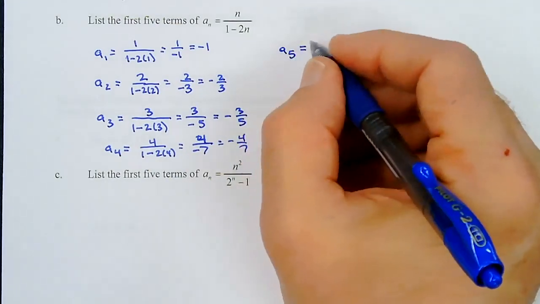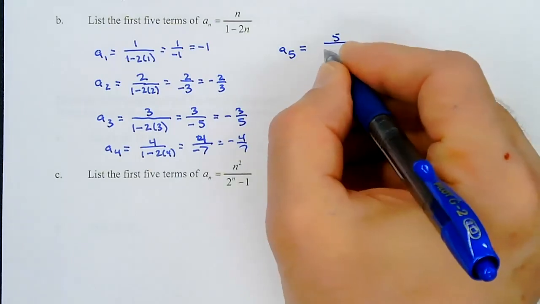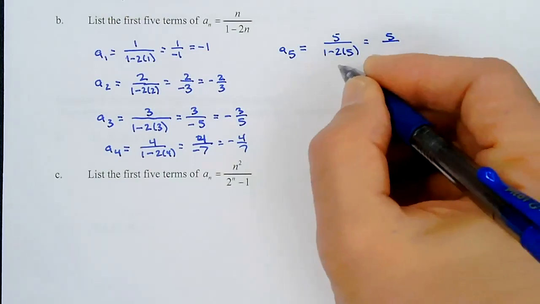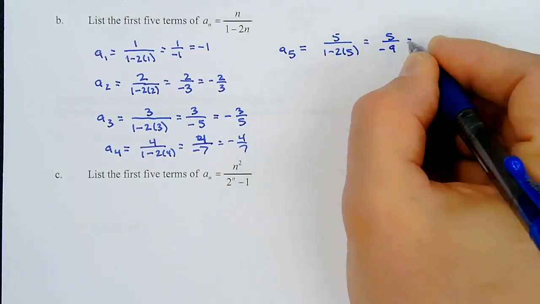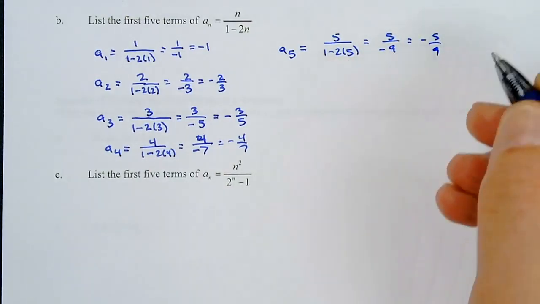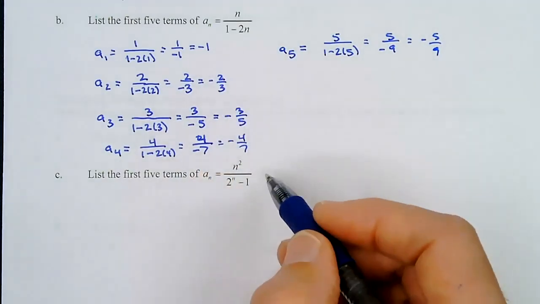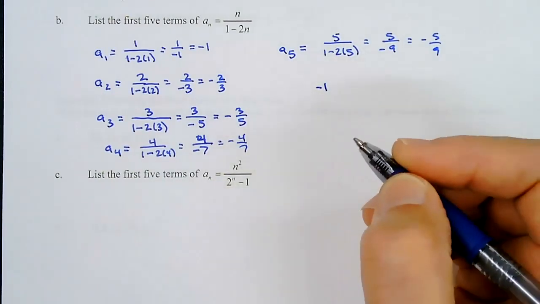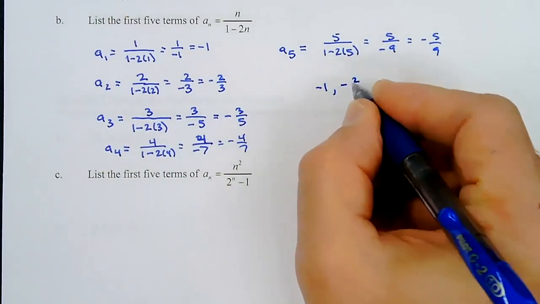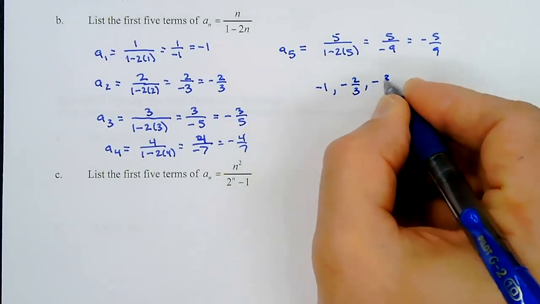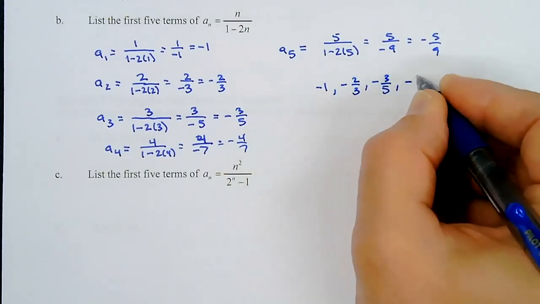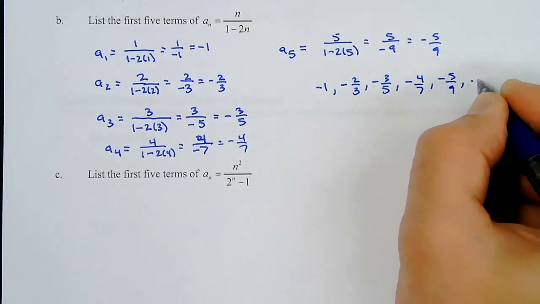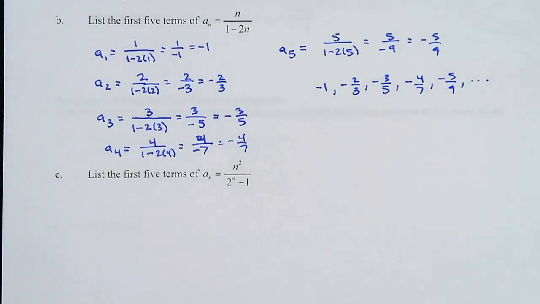So the fifth term of the sequence would be 5 over 1 minus 2 times 5. And that would be 5 over 1 minus 10, which would be -9. So yes, it's -5/9. Kind of like what we predicted, just looking at the terms of the sequence. So that means we have -1, comma, -2/3, and then -3/5, and then -4/7, and then -5/9, and then comma, and then dot, dot, dot. And so that's that one.